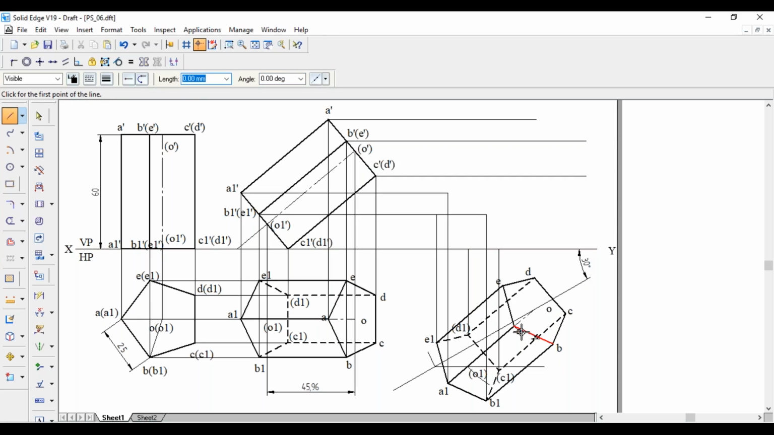Similarly, A dash on this line till this line. B dash and E dash on this line till this line. Same from E also till this line. Whereas C and D.